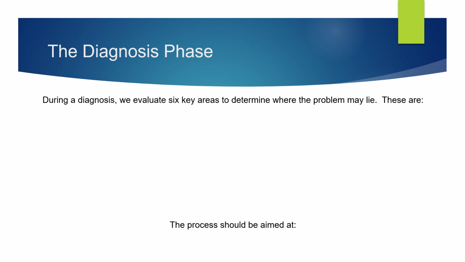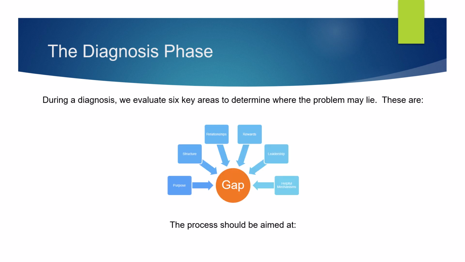First is the diagnosis phase. Let's face it, we wouldn't let a doctor administer treatment without first finding out what problems we are facing. I really don't think the phrase, "take 2 aspirins and call me in the morning," would make us feel very confident in that physician. In this phase, we are going to look at 6 potential problems, which are the purpose, the structure, the relationships, the rewards, the leadership, and the helpful mechanisms.